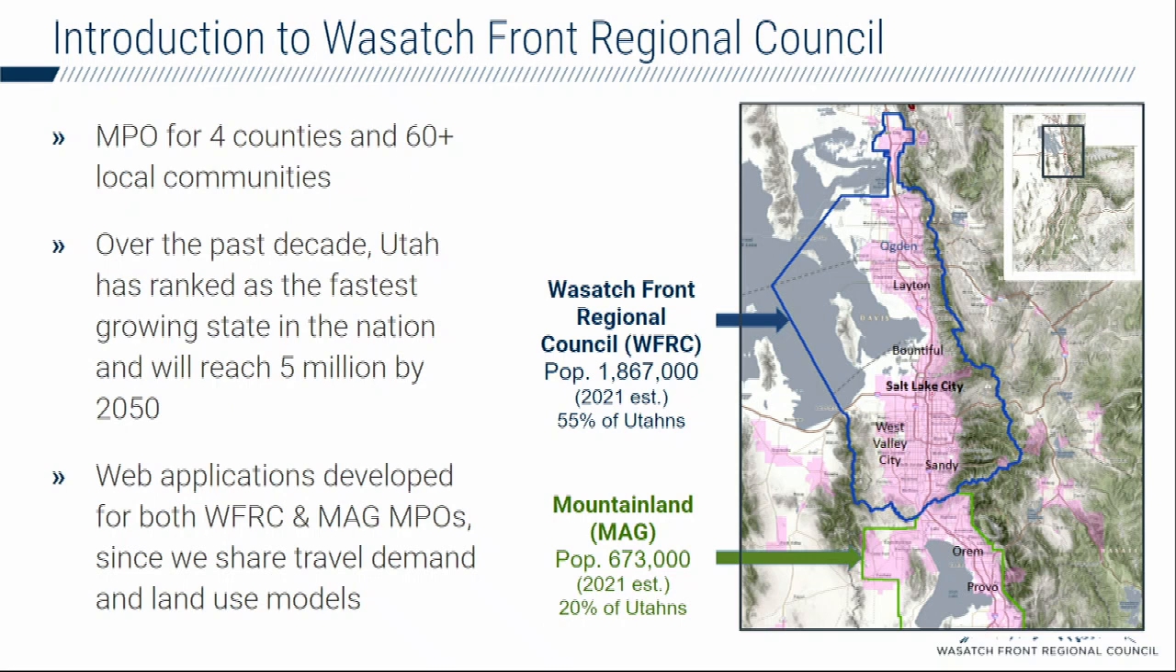So there in blue is our area, and then Mountainland Association of Governments is an MPO just south of us. And we share land use and travel demand models. So these applications work for both areas, and so that's about 75% of the state of Utah.